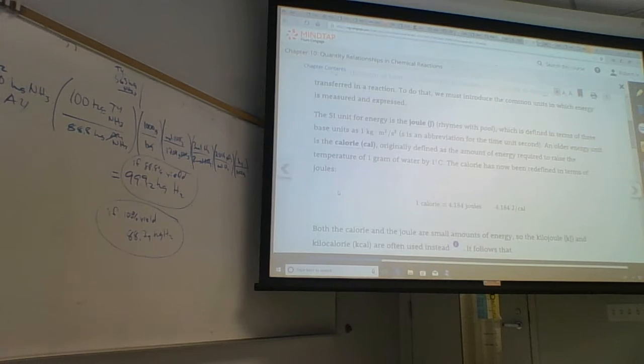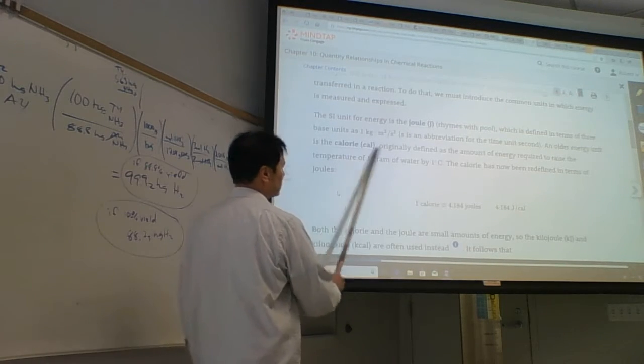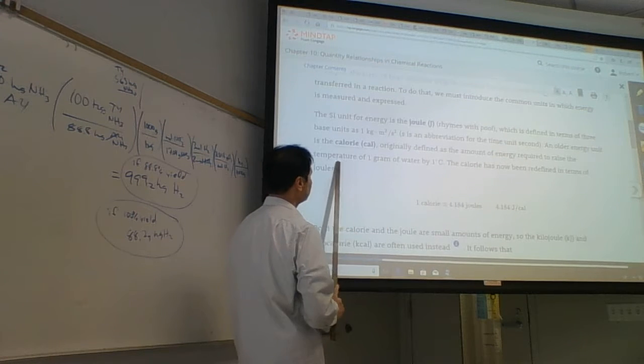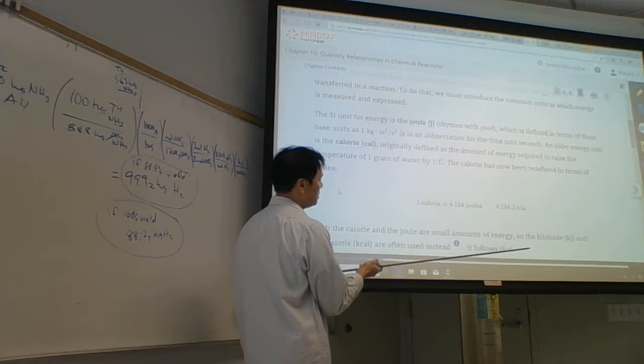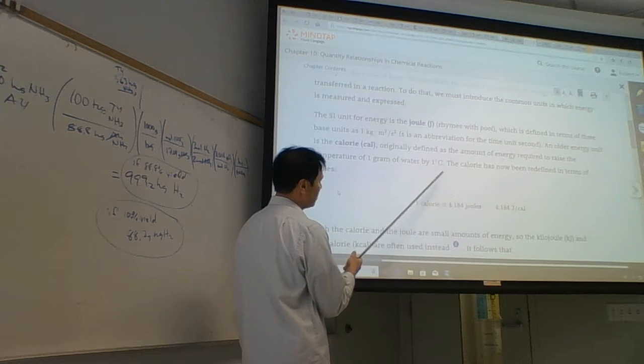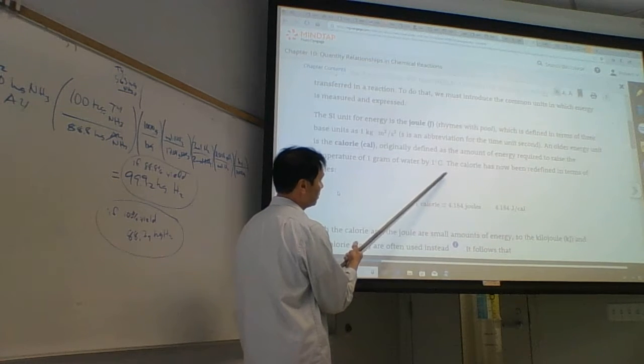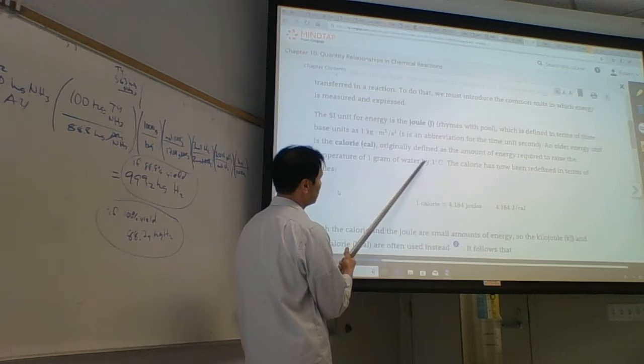The calorie as defined is this. It's the energy required to raise the temperature of 1 gram of water by 1 degree C. So if you take a milliliter of water, how much energy does it cost to increase the temperature by a degree C? Well, it costs 1 calorie. That's how it's defined.